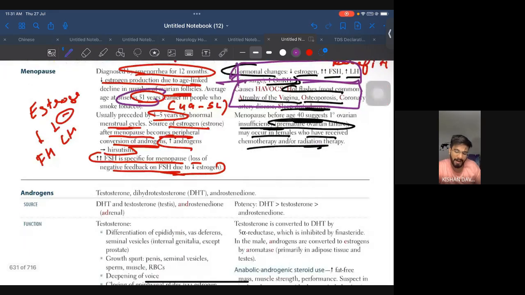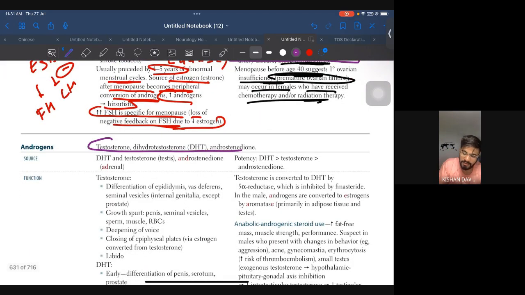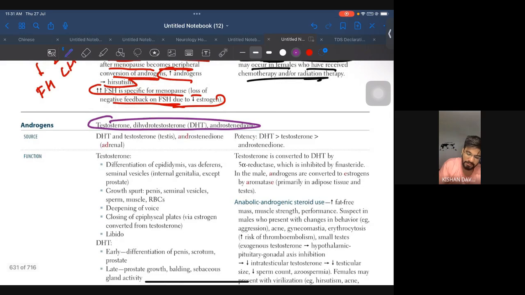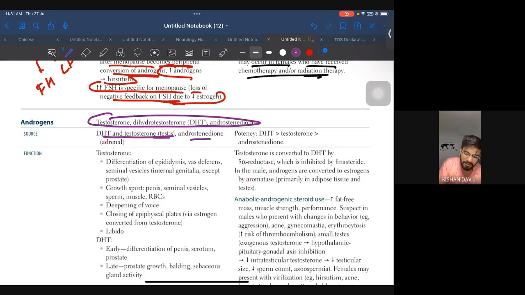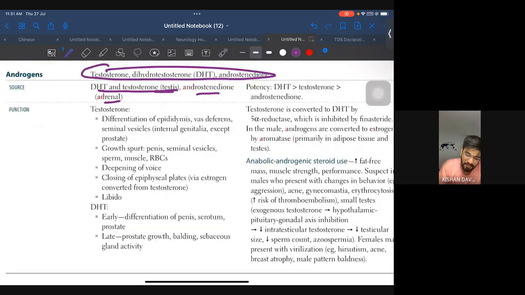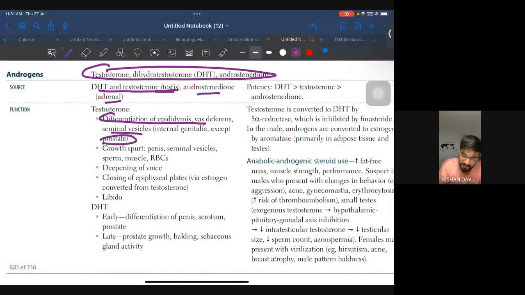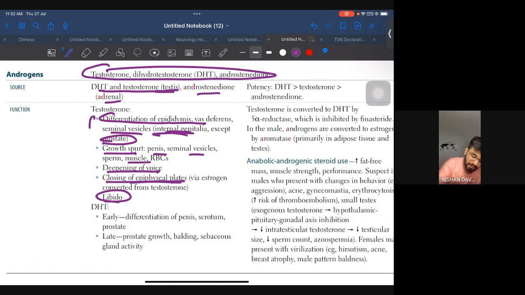All right, moving ahead, androgens. So testosterone, DHT, androstenedione. The source of DHT and testosterone is the testes, and androstenedione is from the adrenal. Now let's see what happens here. Let's look at testosterone. Differentiation of the epididymis, vas deferens, and seminal vesicles, the internal genitalia except prostate. Growth spurt, penis, seminal vesicles, everything, deepening of voice, closing of epiphyseal plates, and libido. So all these are functions of testosterone. Coming to DHT: early and late differentiation of penis, scrotum, prostate, prostate growth, balding, sebaceous gland activity.